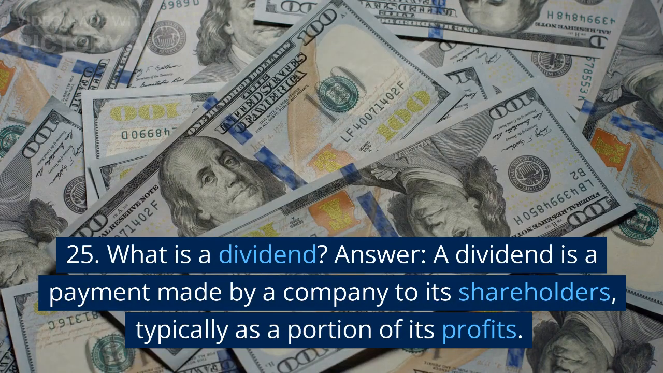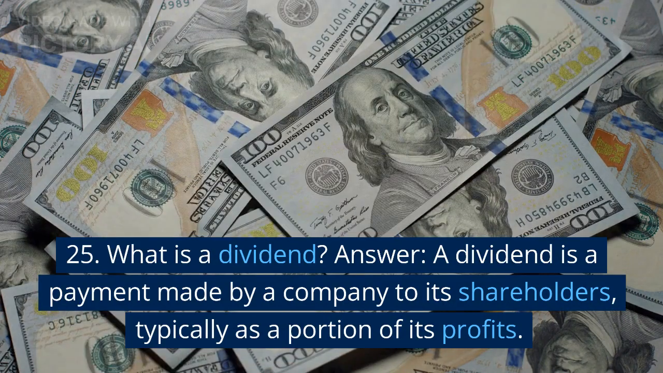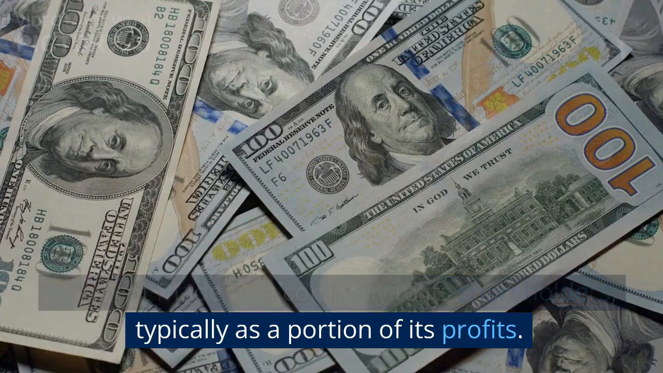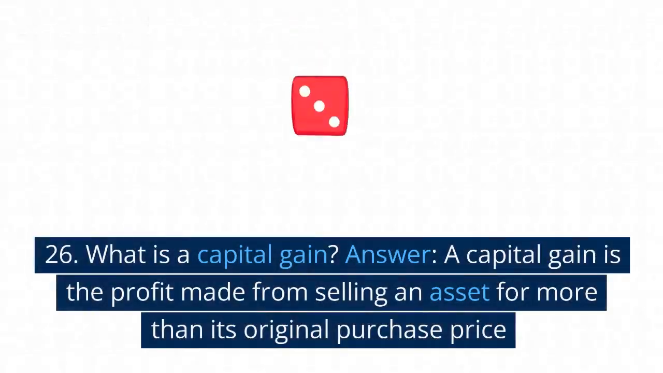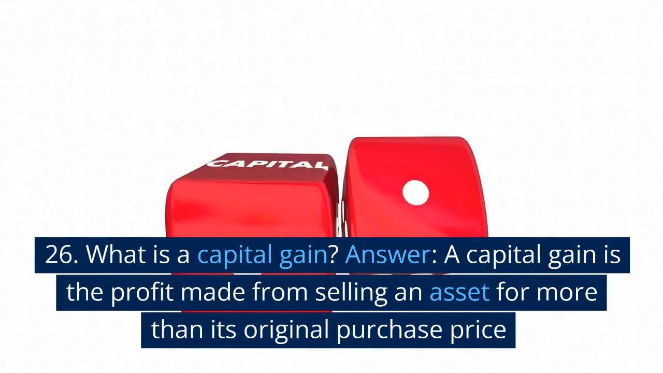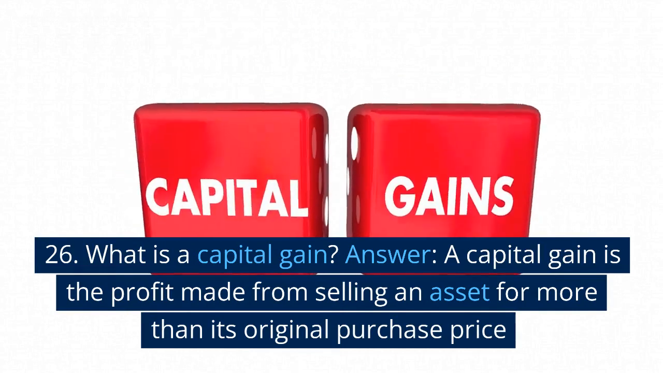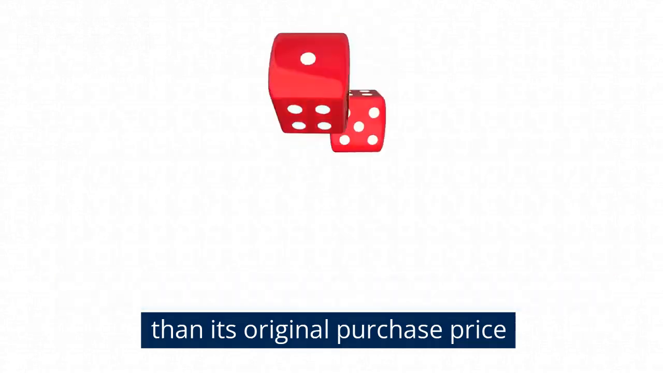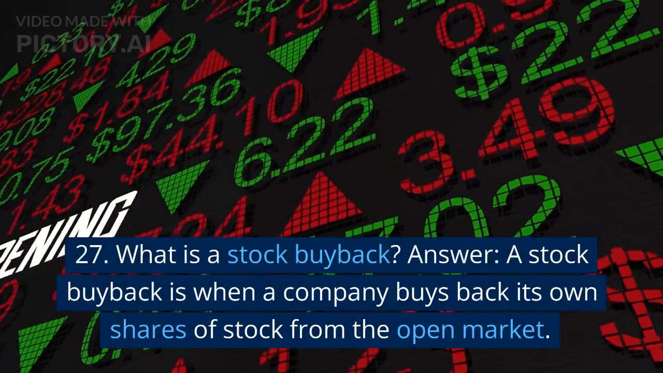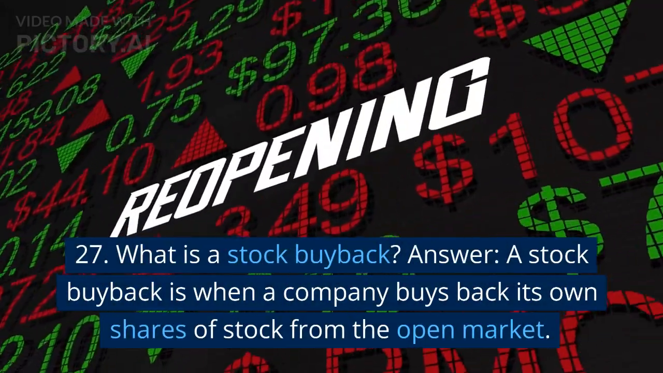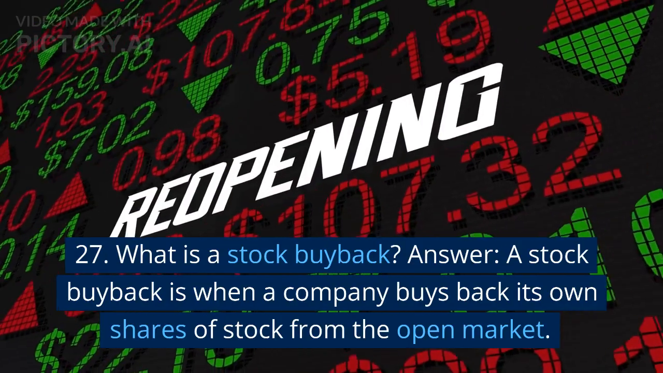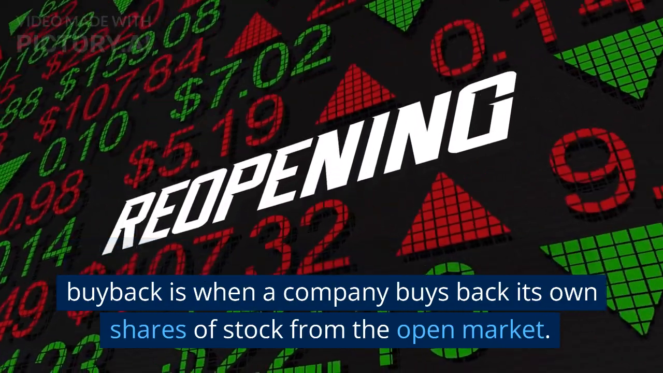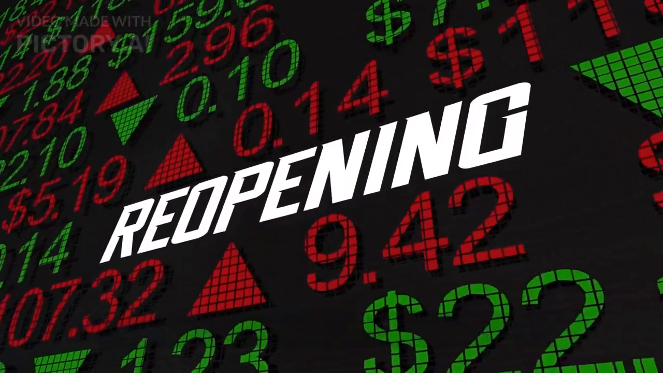A dividend is a payment made by a company to its shareholders, typically as a portion of its profits. 26. What is a capital gain? A capital gain is the profit made from selling an asset for more than its original purchase price. 27. What is a stock buyback? A stock buyback is when a company buys back its own shares of stock from the open market.